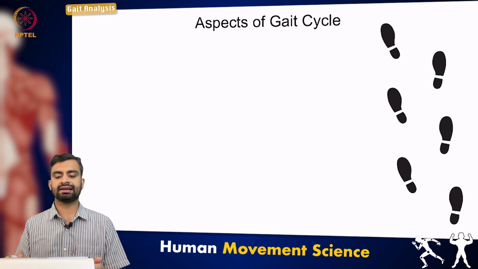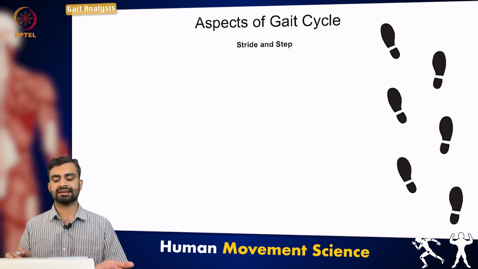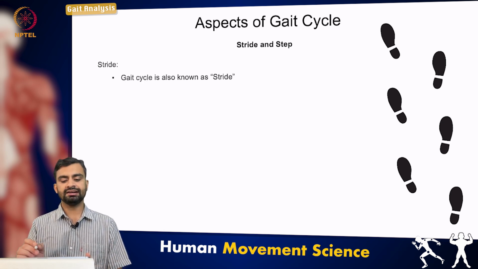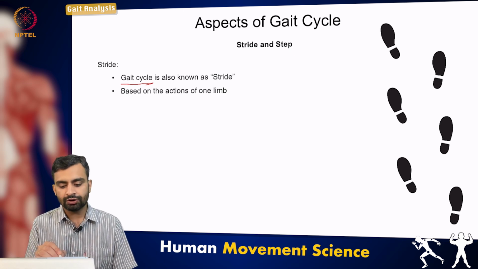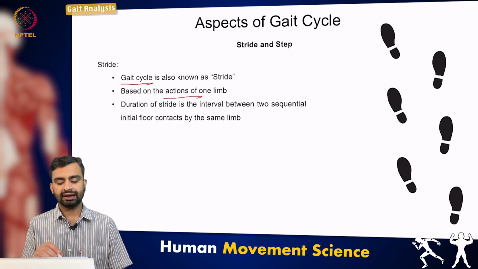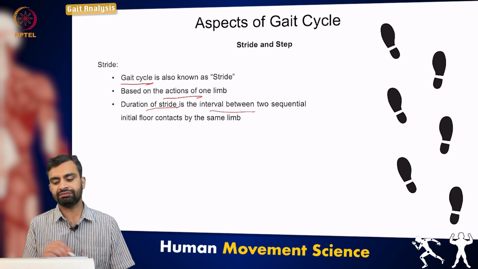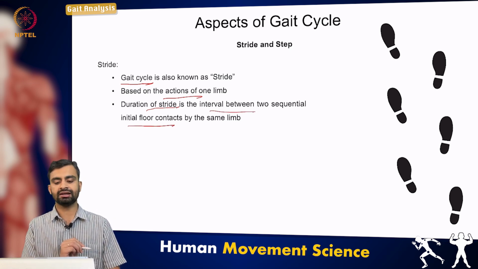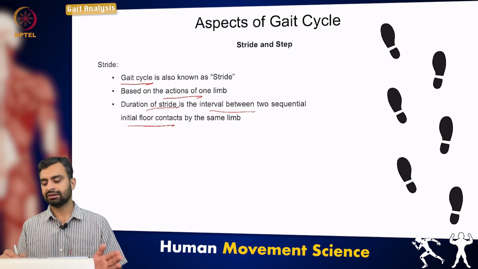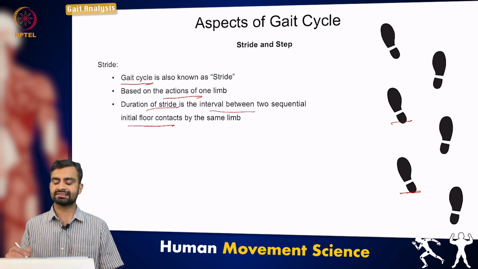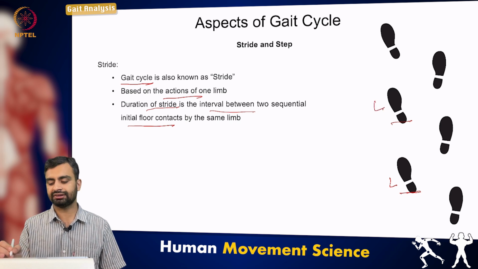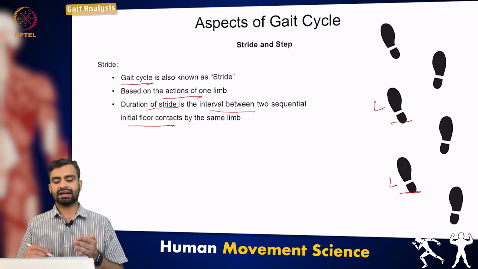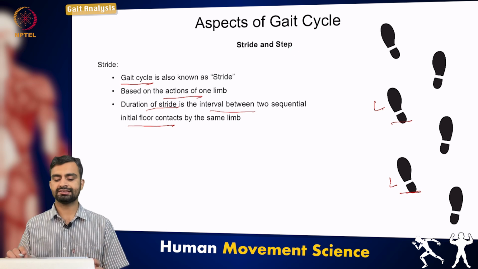Another way of looking at the gait cycle is to look at the stride and step. So let's define what a stride is. Stride is sometimes also known as gait cycle. It is based upon the actions of one limb, and the duration of a stride is the interval between two sequential initial floor contacts by the same limb. Over here in this figure, from this to this, the same foot, left foot to left foot as I marked, is known as one stride or one gait cycle.